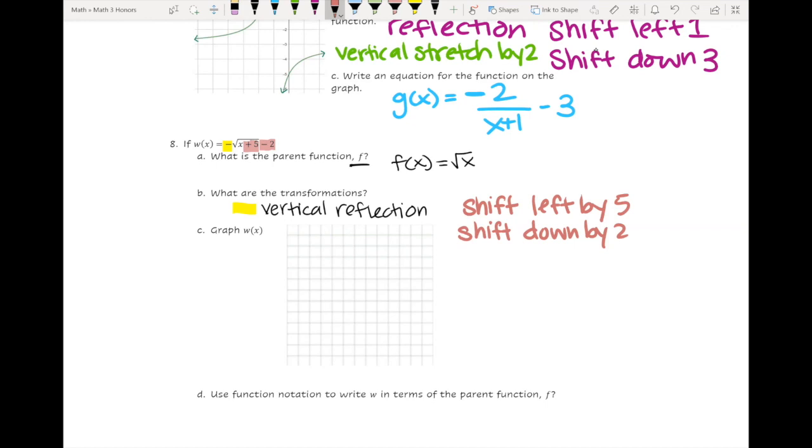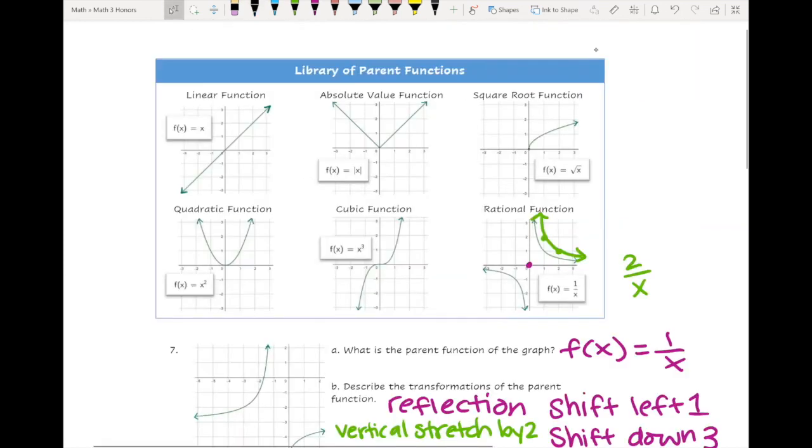And then the graph, I'm actually going to graph the parent function first. So the parent function of our square root function, which is up here. So here is our square root graph. It's got this little dot right at the origin. It goes through 1, 1. It goes through 4, 2, like the square root of 4 is 2. So I'm going to put some of those key points on here and graph just the parent function first.